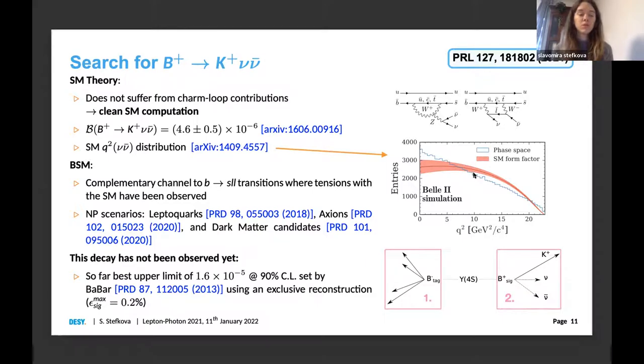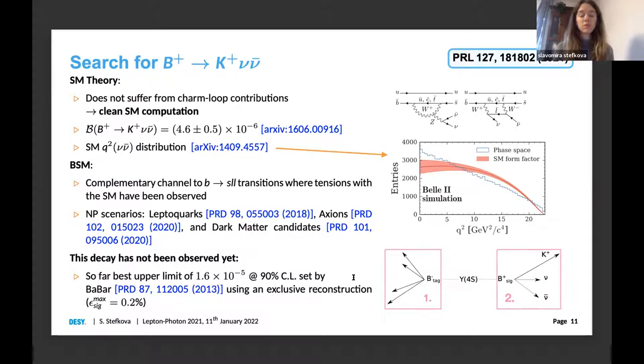Of course, from the beyond standard model point of view, it is a nice measurement to do because it is complementary to those where the tensions have been observed. And it has a very rich new physics landscape. So one can think that one could have leptoquarks, axion, or dark matter candidates that could then enhance the branching fraction and other observables related to this decay. This decay has not been observed yet, and so far the best limit had been set by BaBar of 1.6 times 10 to the minus 5.